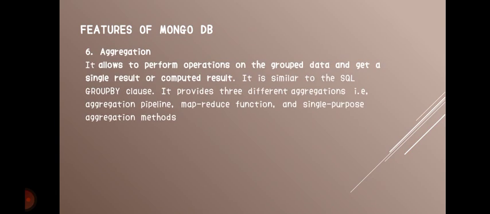So the sixth feature of MongoDB is aggregation. It allows you to perform operations on grouped data and get a single computed result. It is similar to the SQL GROUP BY clause. It provides three different aggregation methods: aggregation pipeline, map-reduce function, and single-purpose aggregation methods.